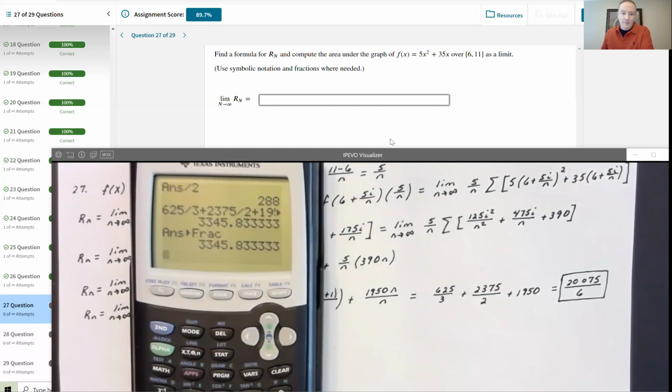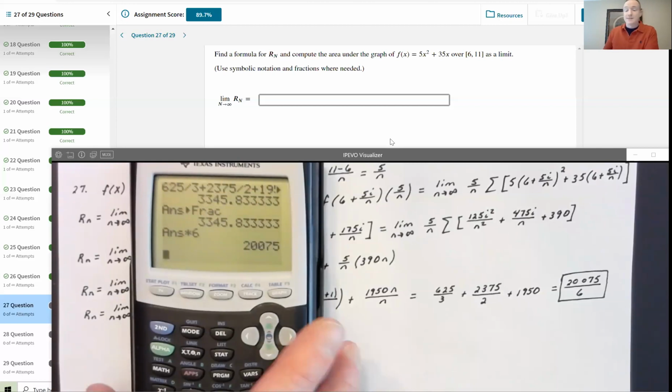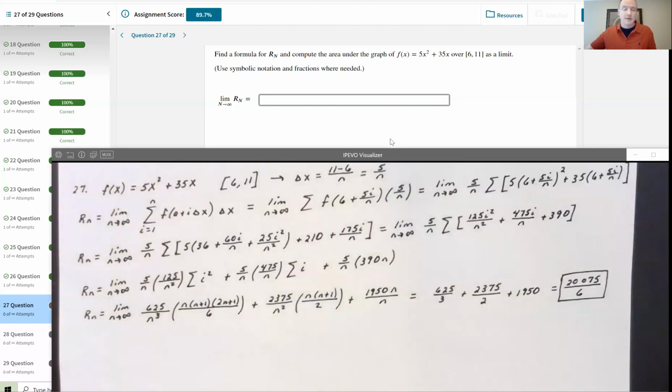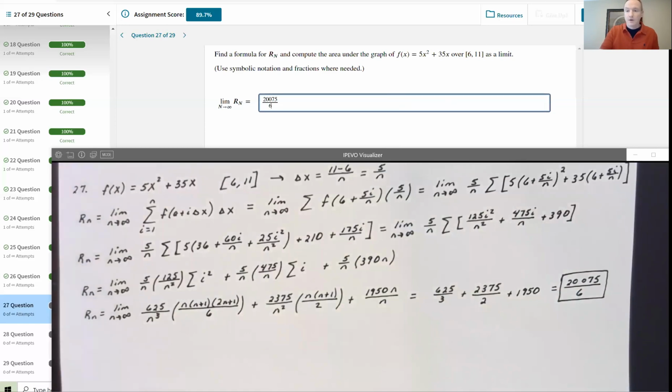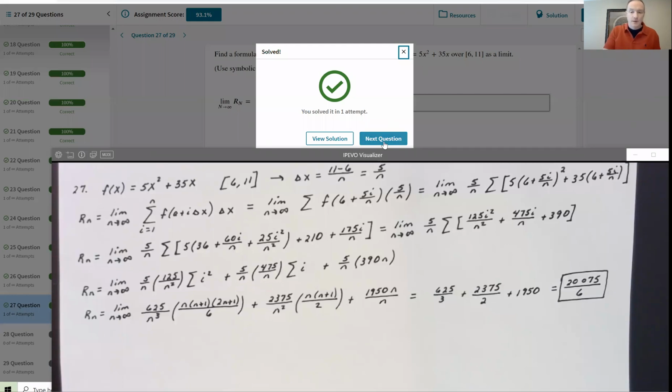So what I did, the 0.833, recognizing that that's just 5 over 6, I multiplied this by 6, which then gives me my numerator, had to be 20,075 over 6. And that should be the answer that Achieve wants. 20,075 over 6. Check answer. Yes.